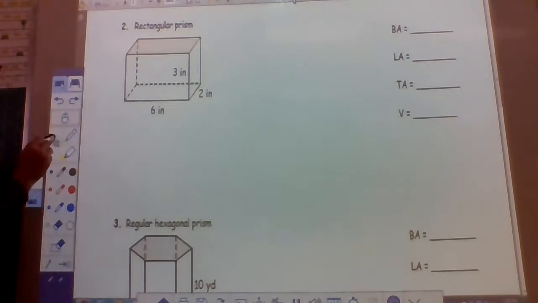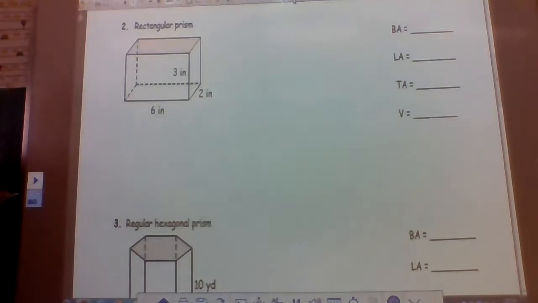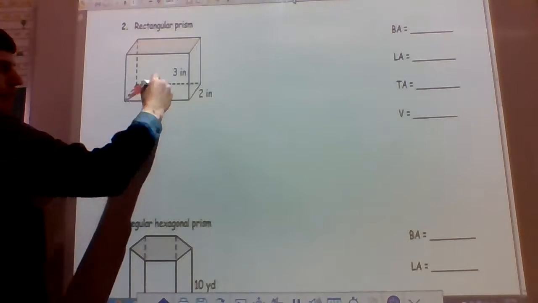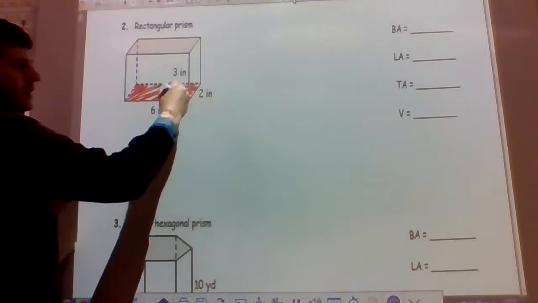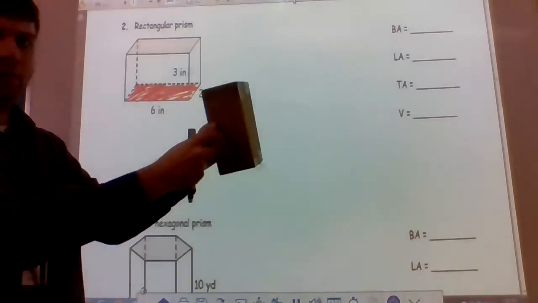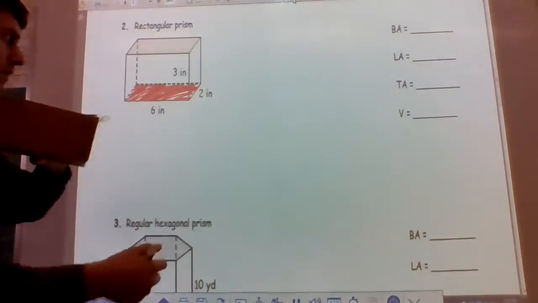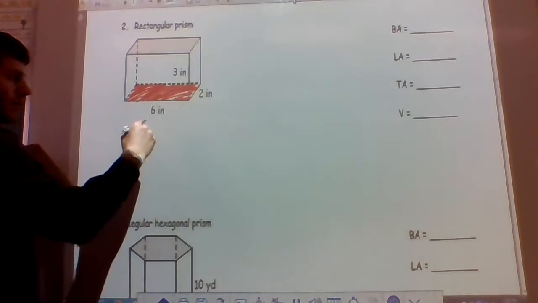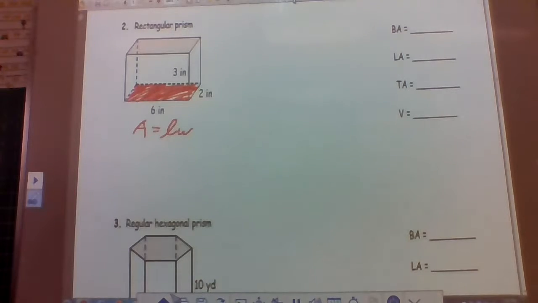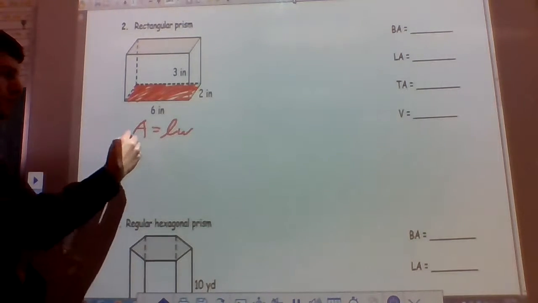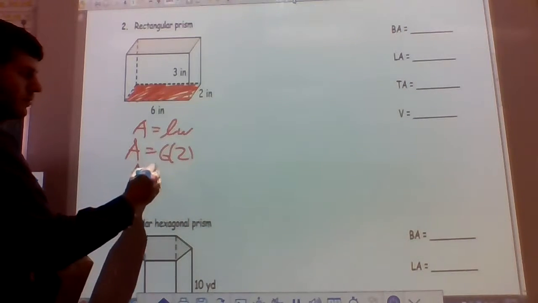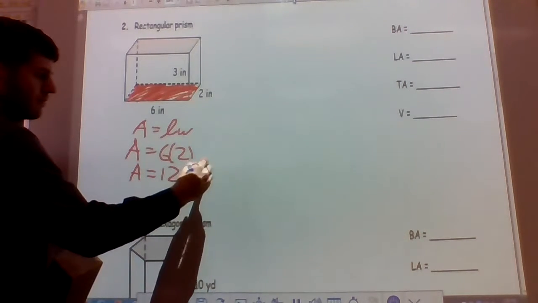So I'm going to make the base the bottom. You can make the base whichever two opposite sides you want, but for simplicity's sake, I'm going to make it the bottom. We usually think of the base as the bottom. So it's this rectangle down at the bottom of the box. Okay, it's a rectangle, so the area for that rectangle is length times width. So that's 6 by 2, which is 12 inches squared.